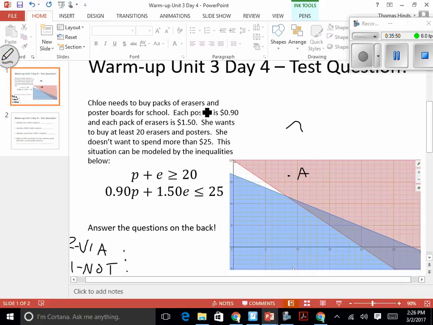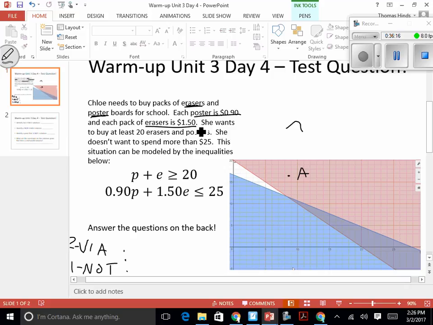Here they use the E and the P, but normally the first guy is X, the second guy is Y. They usually tell you how many of them there were. Did they do it yet? Each poster is 90 cents, underline that, and each pack of erasers, 150. Usually they do that. You got two things every single time, and one of them is this much, and one is that much. You just connect that.